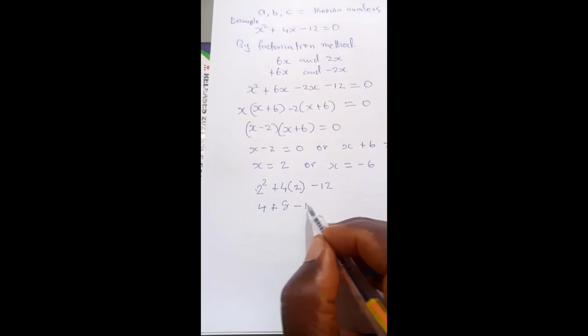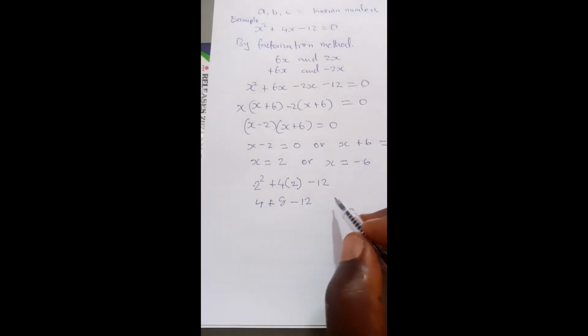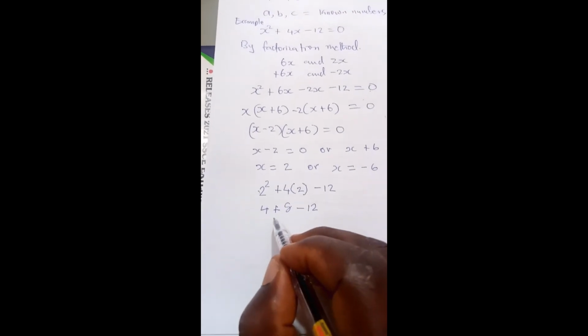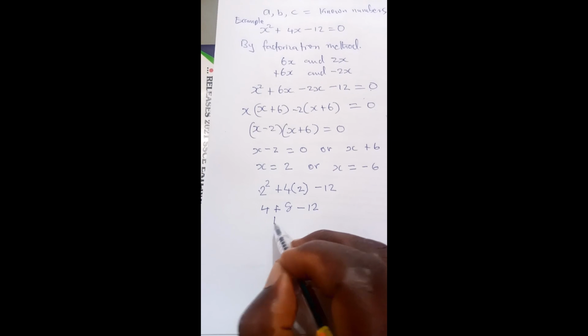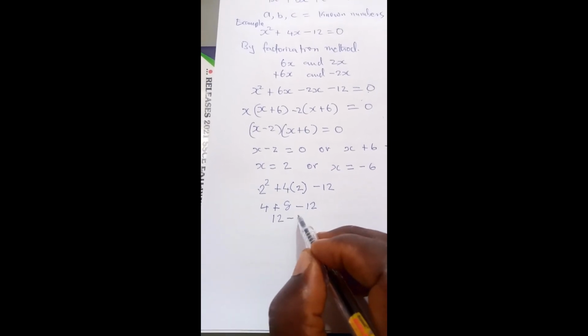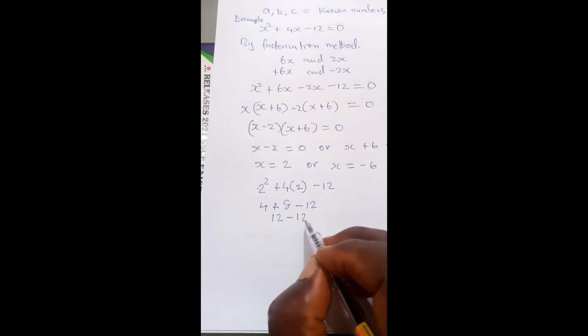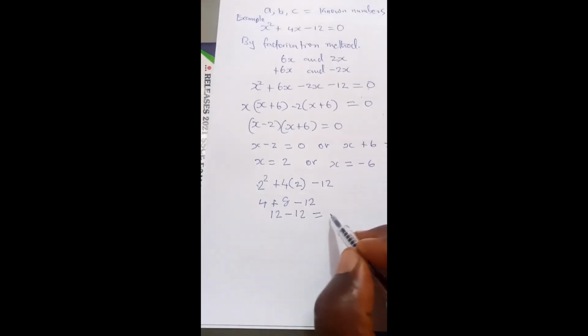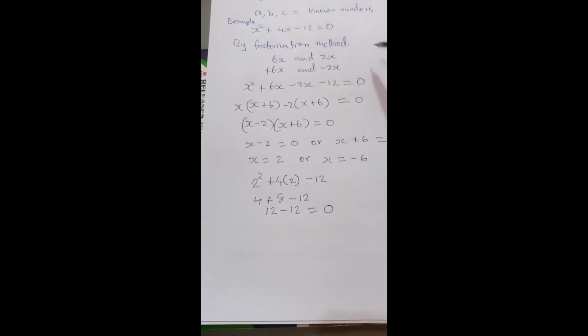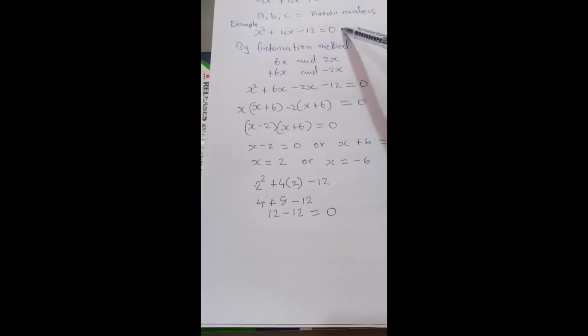When we subtract 12 from this number, what are we going to get? 4 plus 8 is 12. And then we subtract 12 from this. This gives us 0, which is the very solution that the equation depicted right from the onset.